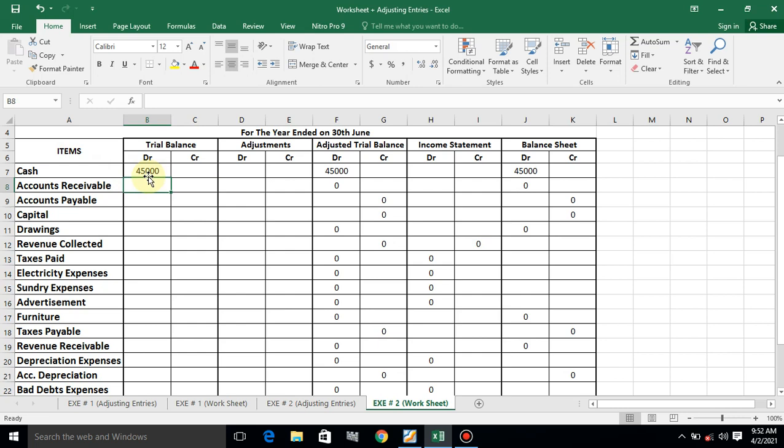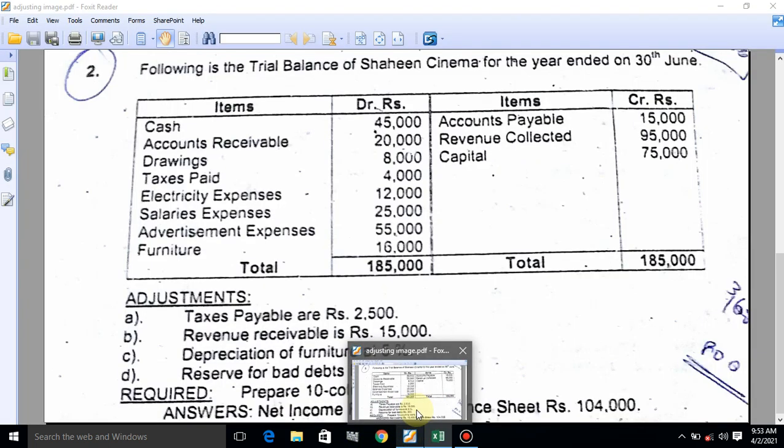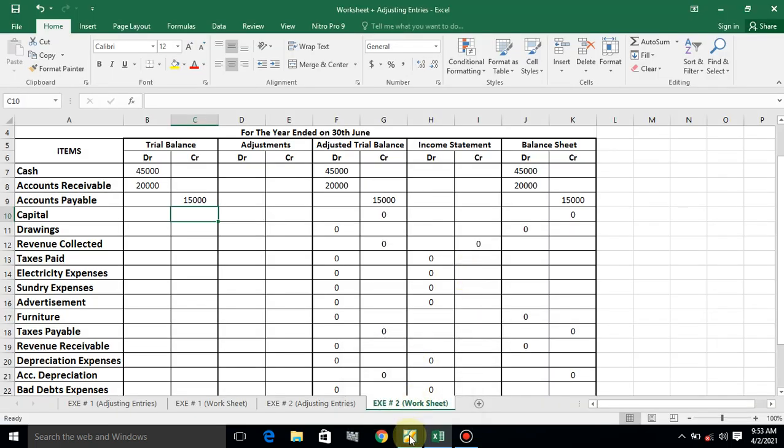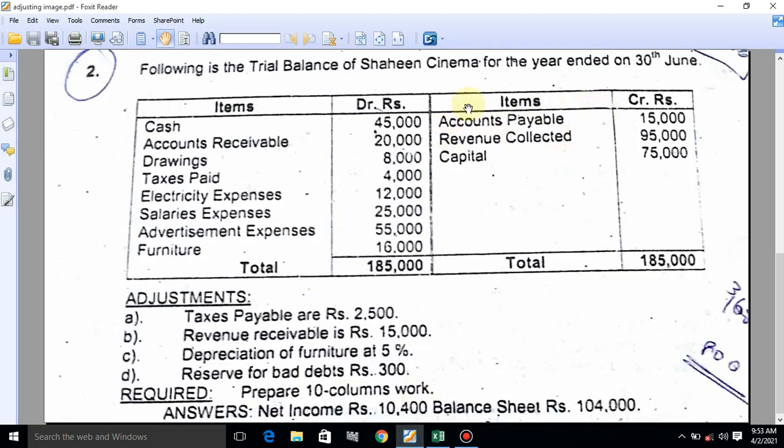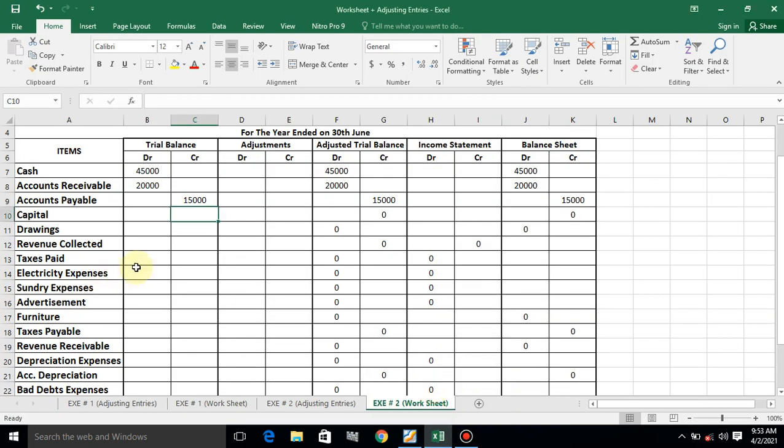on debit side. Why on debit side? Because in the question cash is given on debit side, and normally according to the rules of debit and credit, assets are normally recorded on the debit side. Then we have account receivable, which is rupees 20,000, again on debit side. Then we have account payable 15,000, but on credit side. You can also see from trial balance that accounts payable is mentioned on credit side. So that's why in worksheet we have also written it on credit side.